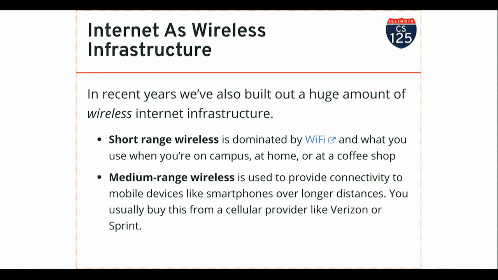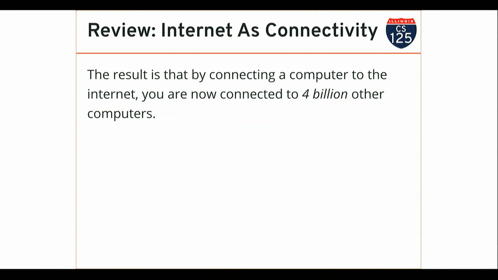If you stay in the cities and particularly along interstate highways, usually you're going to find yourself still connected to the internet over your phone using a medium-range cellular technology. And so the result is that by connecting your computer to the internet, you are now able to exchange data with like 4 billion other devices.